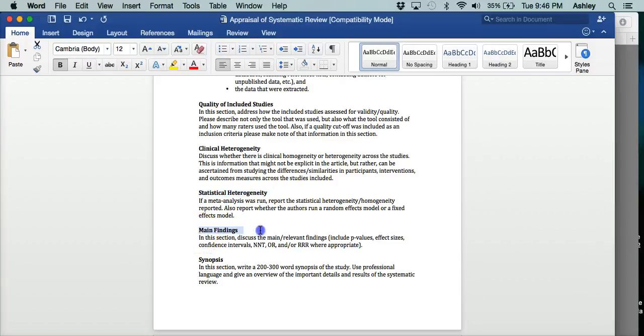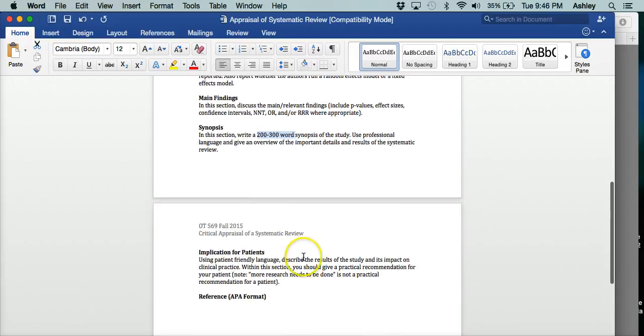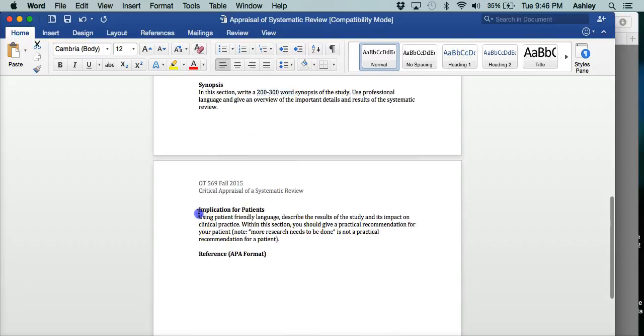You have your main findings, your synopsis. Please note that I do want it to be 200 to 300 words. Then you're going to do implications for patients. Essentially here, I want you to think about how would you take the information that you've read on, learned about, and processed and explain that to a patient, and is it beneficial for a patient?